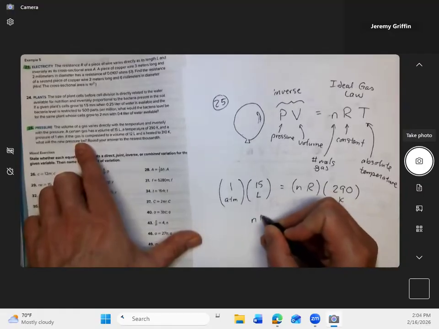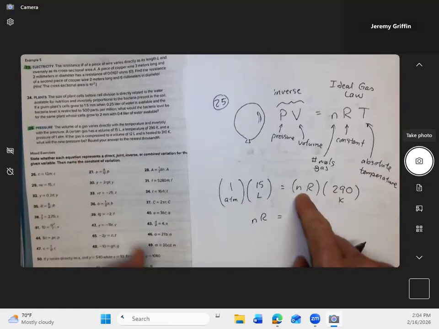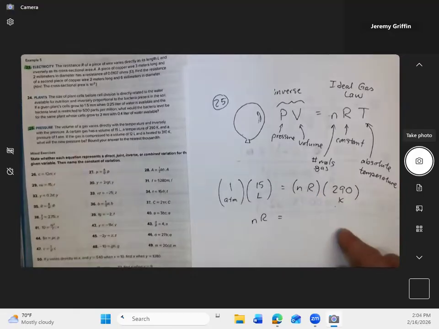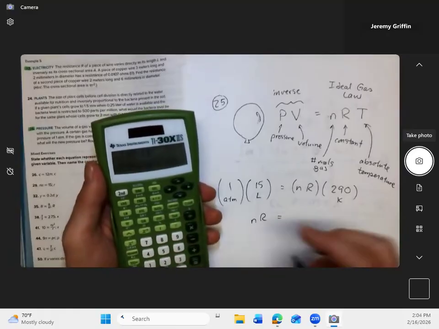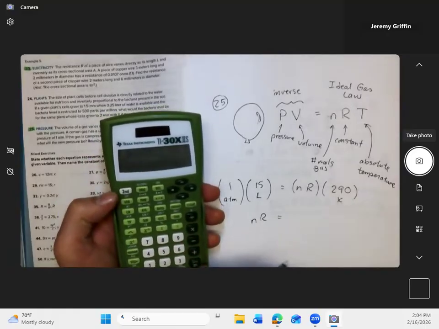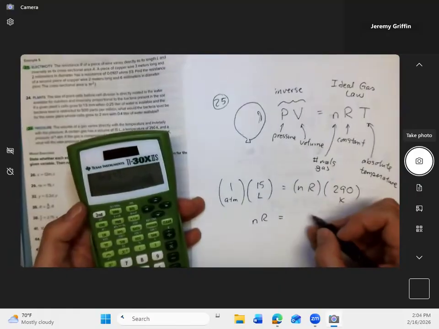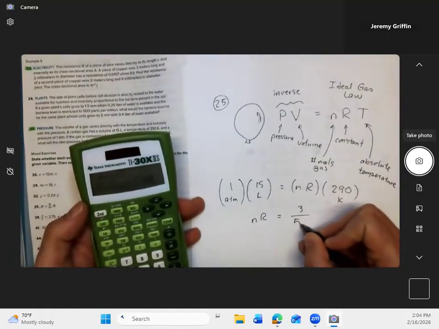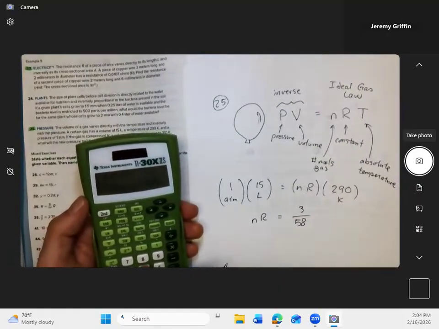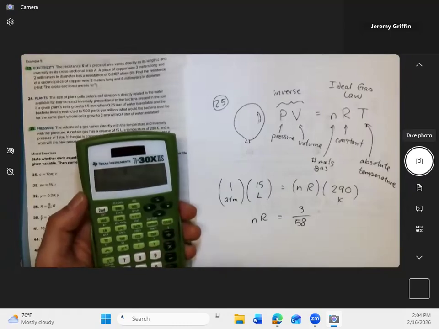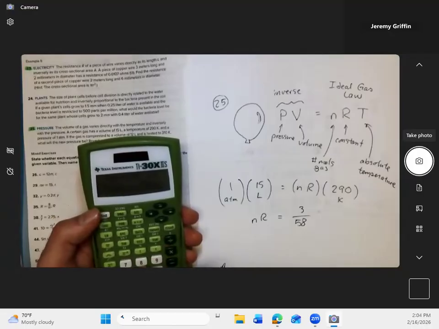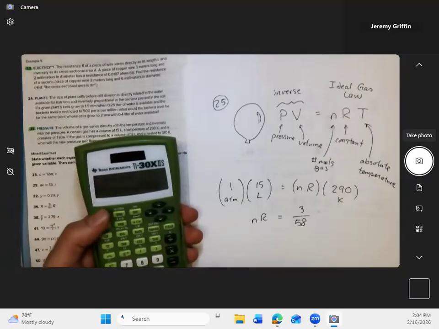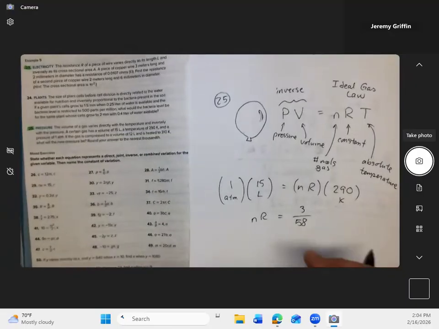So let's solve for the nR, just whatever that is multiplied together. Again, it's some constant. It's whatever 15 over 290 is, which I think is 3 over 58. Is that the same thing? Yeah, make sure. Divide 15 by 3 times 290. Okay, something like that. So we got that.